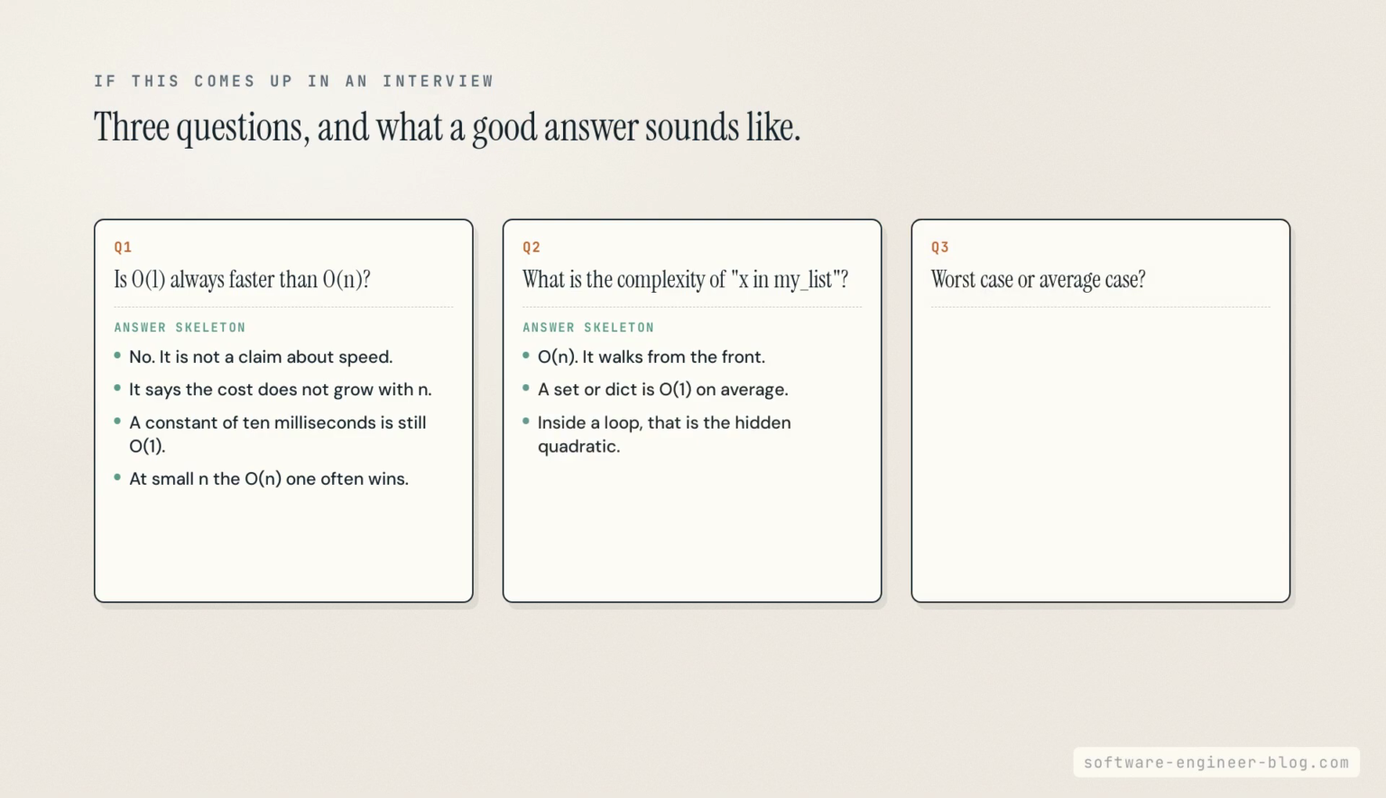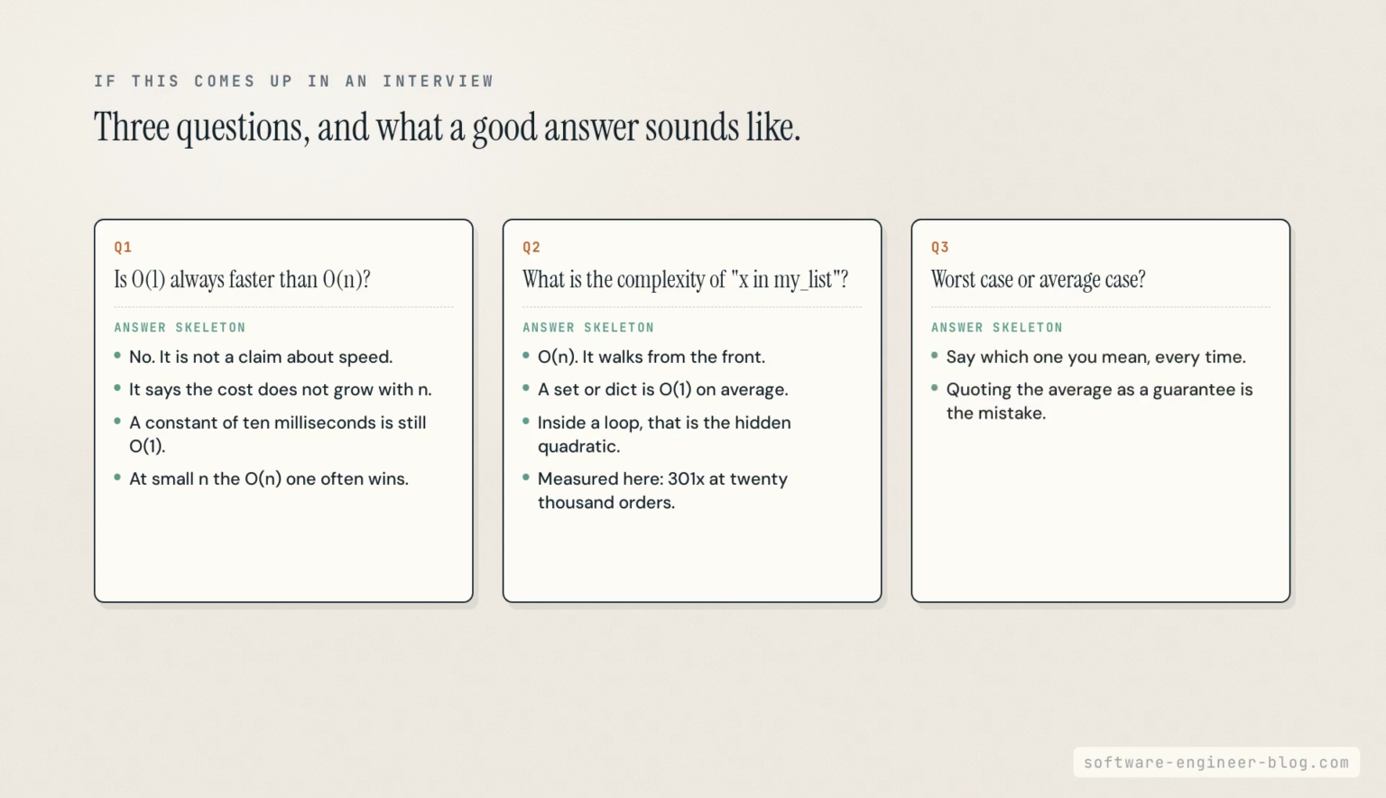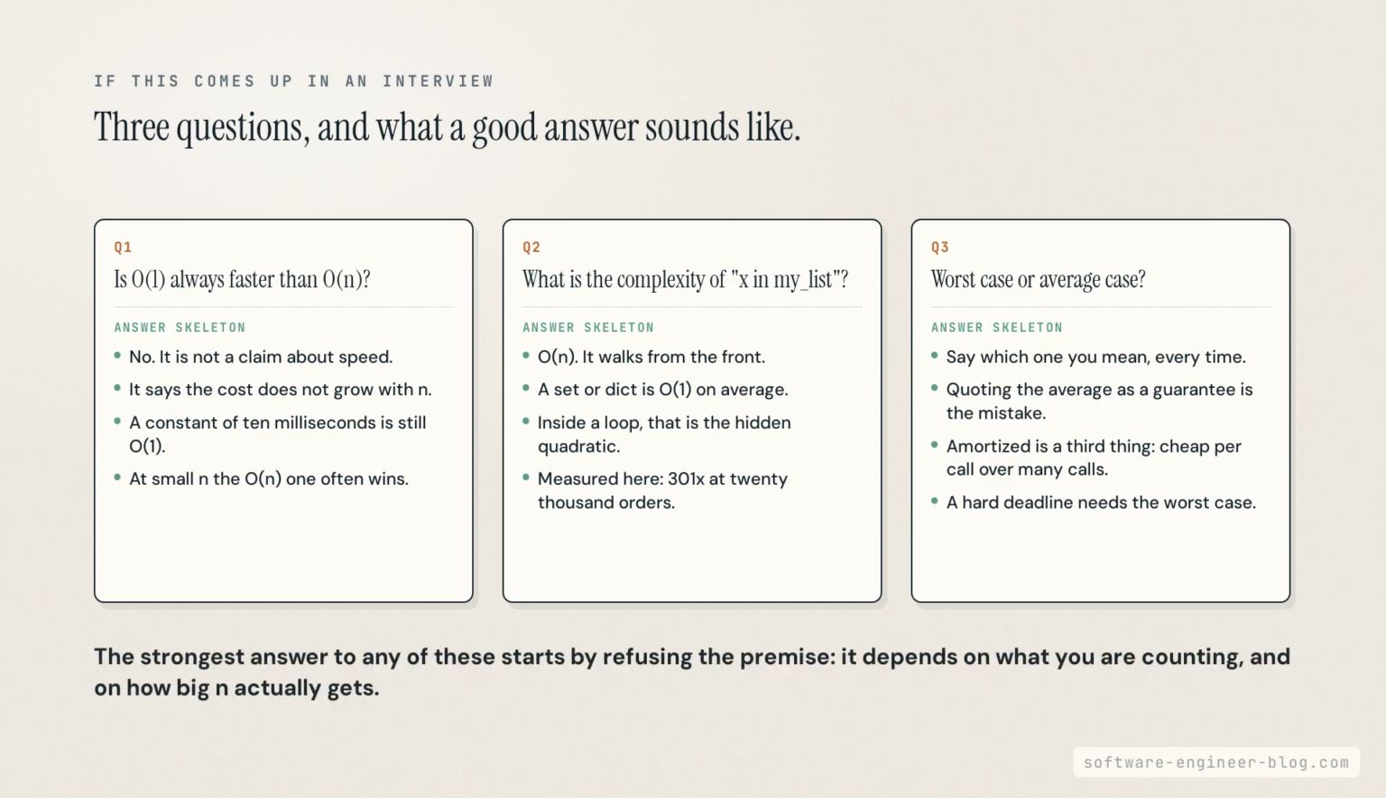What is the complexity of x in my list? Order n. It walks from the front. A set or a dictionary is order 1 on average. And inside a loop, that is the hidden quadratic we just measured at 301 times. Worst case or average case? Say which one you mean every single time. Quoting an average as if it were a guarantee is the mistake. And amortized is a third thing again, cheap per call when you average over many calls. The strongest answer to any of these starts by refusing the question. It depends on what you are counting and on how big n actually gets.